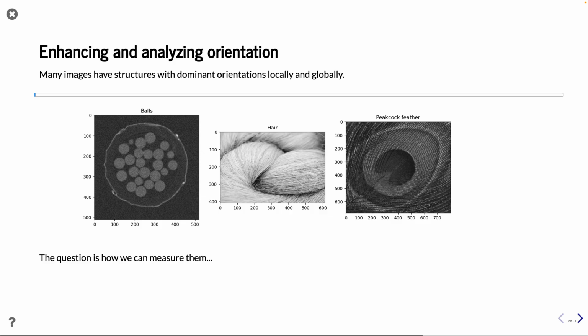It's okay? Yeah. So the other thing you can do with filters is actually looking at orientations and analyzing these. Here I have 3 examples. I have some ball packing, a slice. I have a picture of hair, and I have a peacock feather. And we see in these images we have local orientations and we want to measure them.